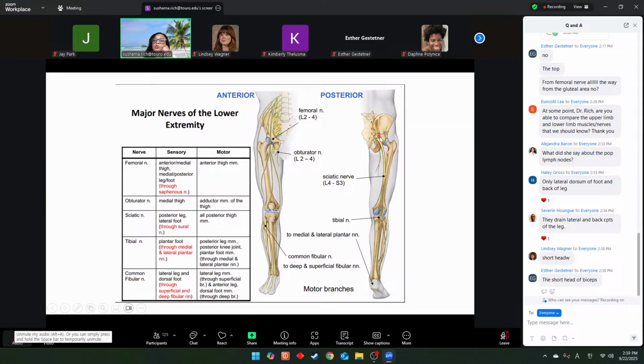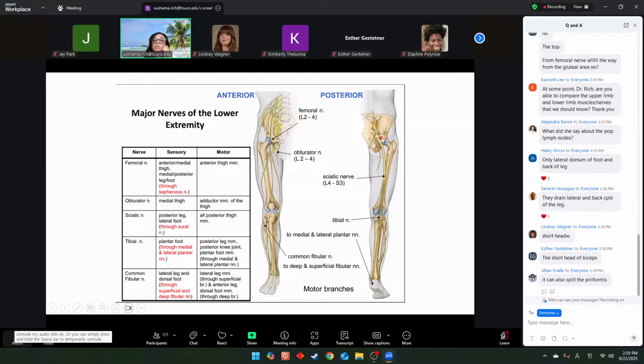Sometimes it'll divide into two, and a portion of it will go through the piriformis. That's when you get the piriformis syndrome, right? Sometimes it can come superior to the piriformis. There's variations. But in normal anatomy, this nerve is supposed to run along the inferior border of the piriformis.